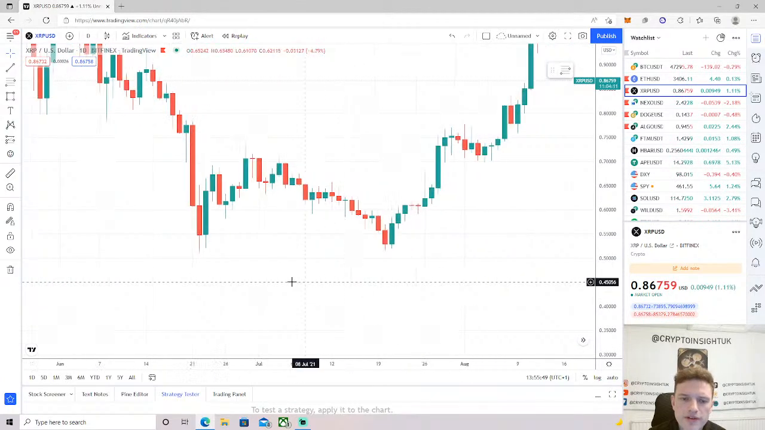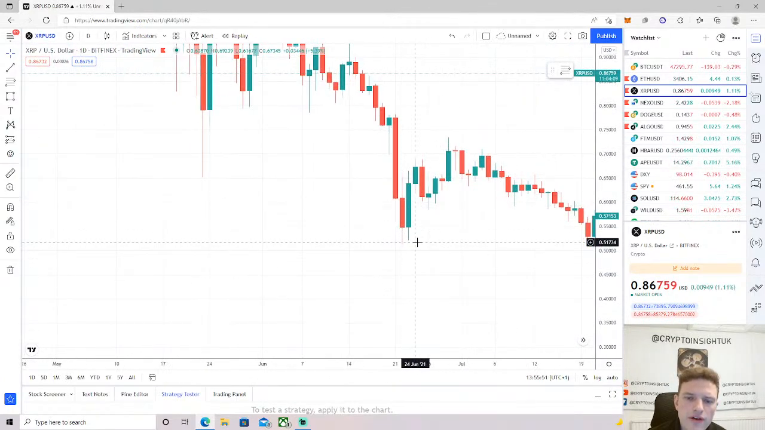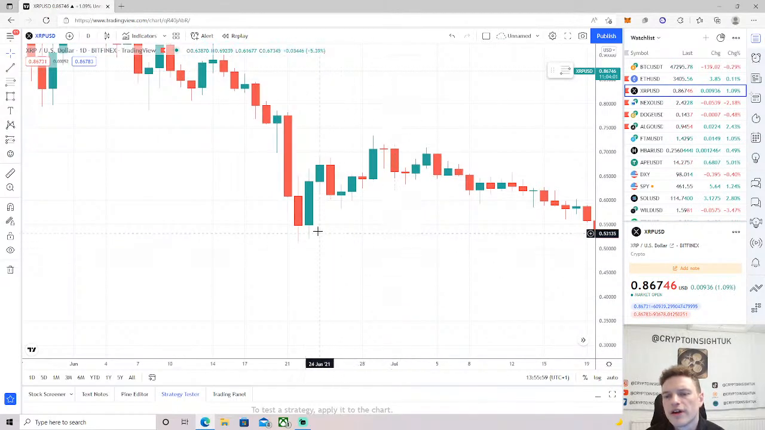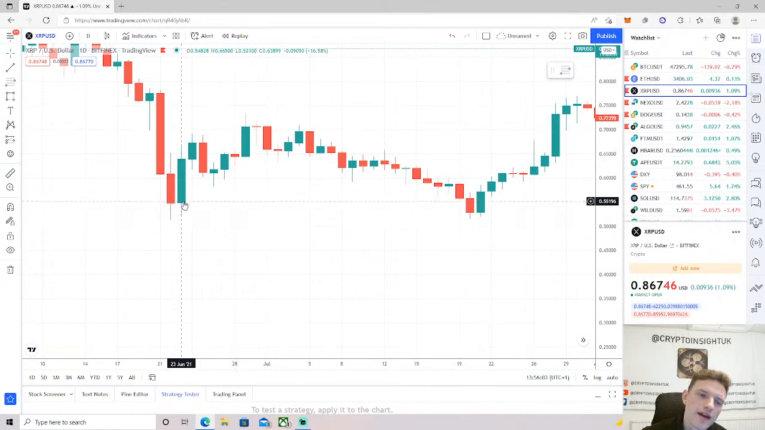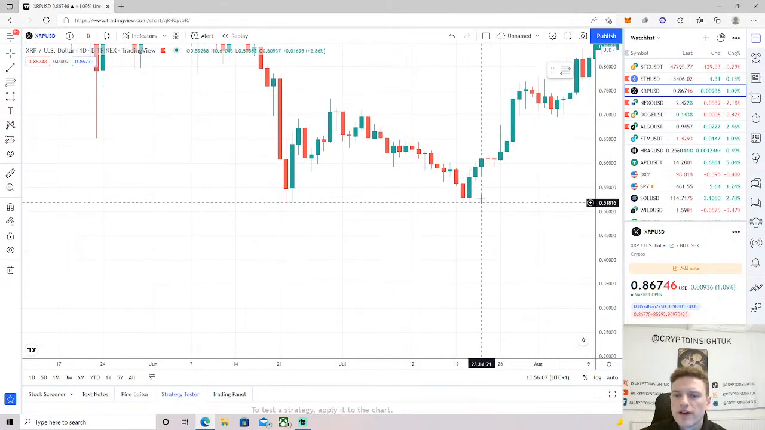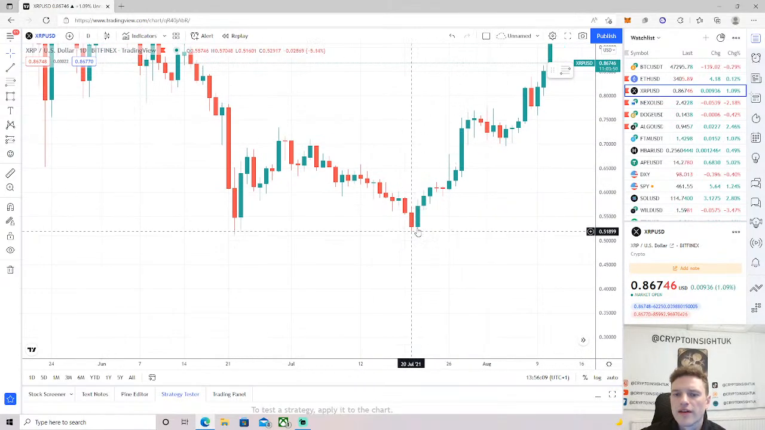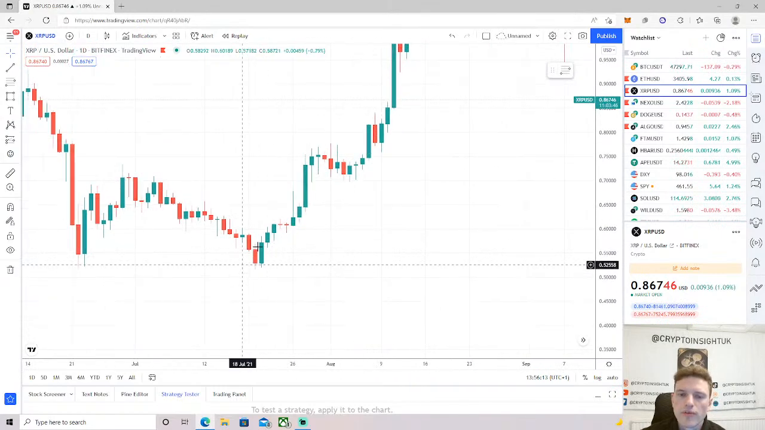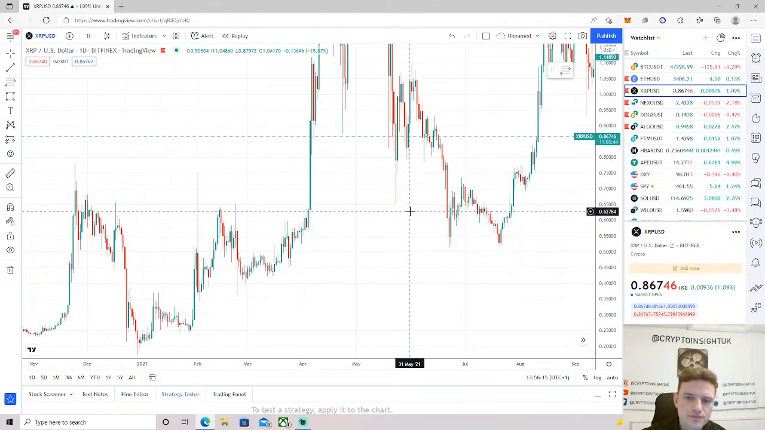If you get a Tweezer bottom like this, it often signals a reversal, especially if the following candle is an engulfing candle, meaning that the body of the green candle starts at the bottom of the red candle and fully engulfs it, meaning that it opens at the same price and closes above. That's a nice engulfing candle there. And you see the same thing here, and they can signal a reversal or a bottom in price action.